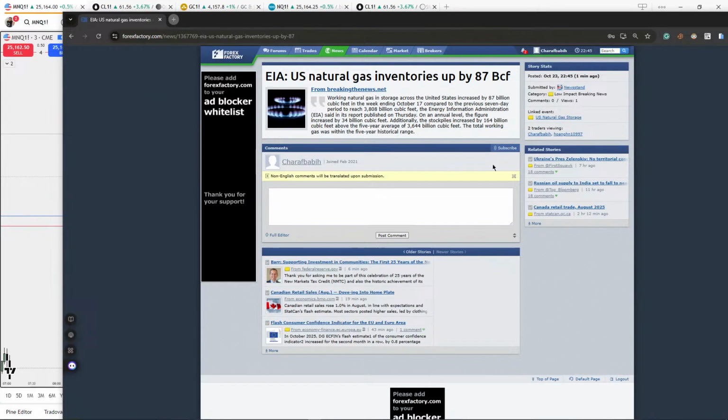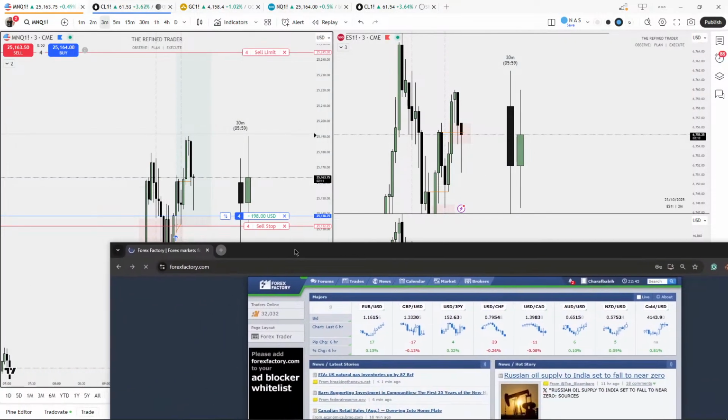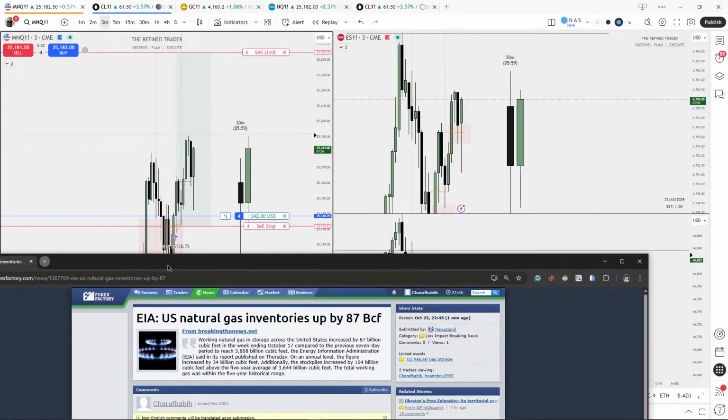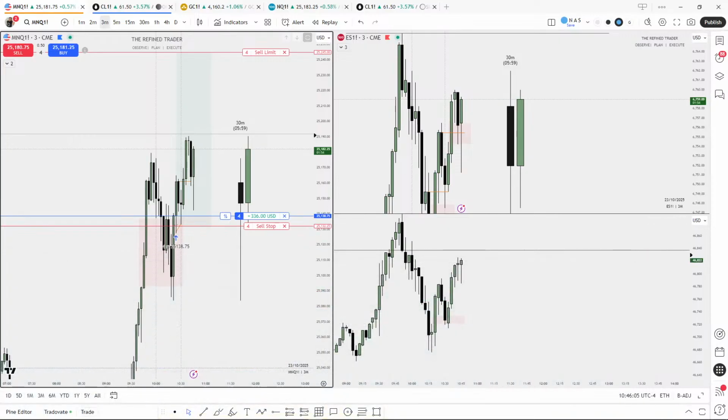Yeah, just one minute ago, working natural gas in storage increased. But an increase of stock in gas probably might cause price to go higher. It should not go lower. Supporting investment in communities. So again, six minutes ago, probably that was the move caused by this. I don't know. Let's see. Okay, now we're moving. Come on, baby.